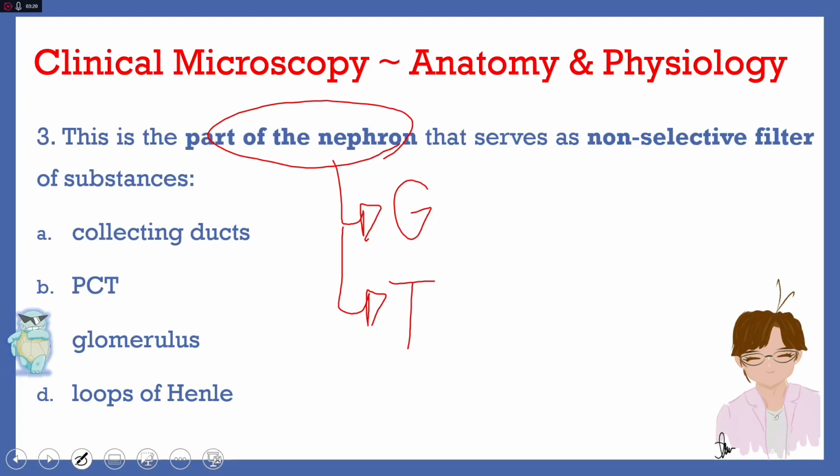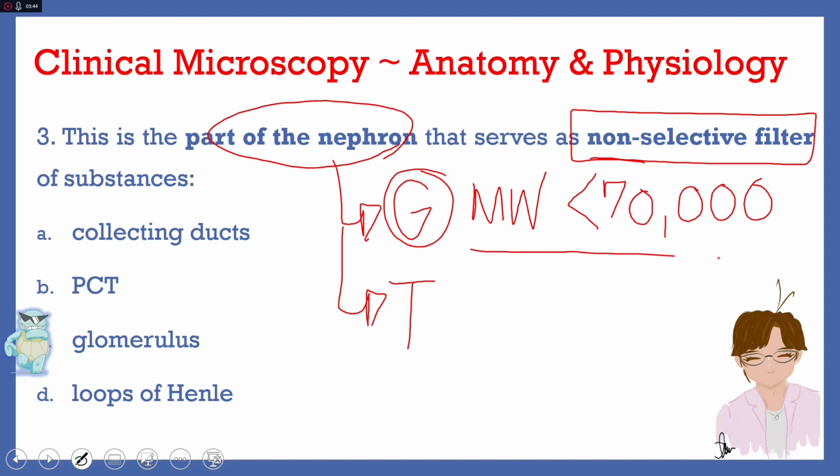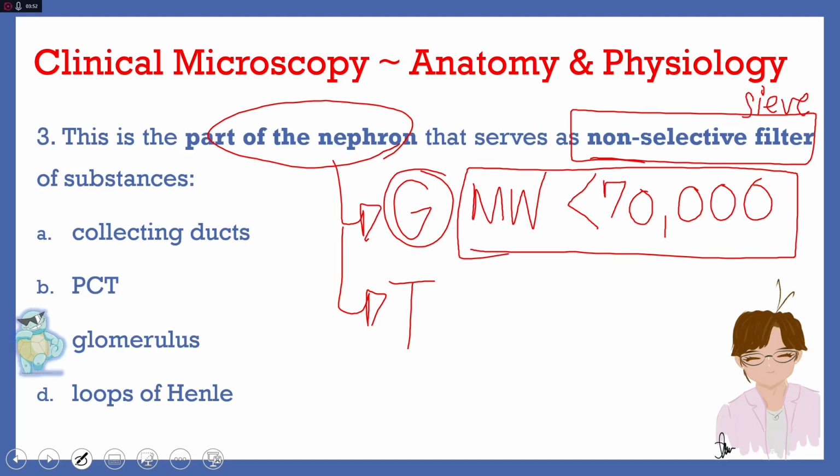Letter C, glomerulus. The key word here is the non-selective filter. That is basically the function of your glomerulus, to filter out substances. And we have a value to remember here. The molecular weight that we need to remember is less than 70,000. So one more time, the substances in the blood will be able to pass through the glomerulus when their molecular weight is less than 70,000. Another term for the filter is the word sieve. So again, whenever you are asked about the non-selective sieve or filter of substances with molecular weight less than 70,000, then we answer glomerulus. Okay?